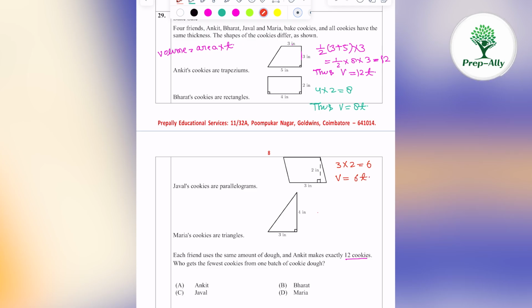Maria's cookies are triangles. So here we write 4 into 3 into 1 by 2, because the area of a triangle is half into base into height, which is 6 units. So the volume is 6 into T.